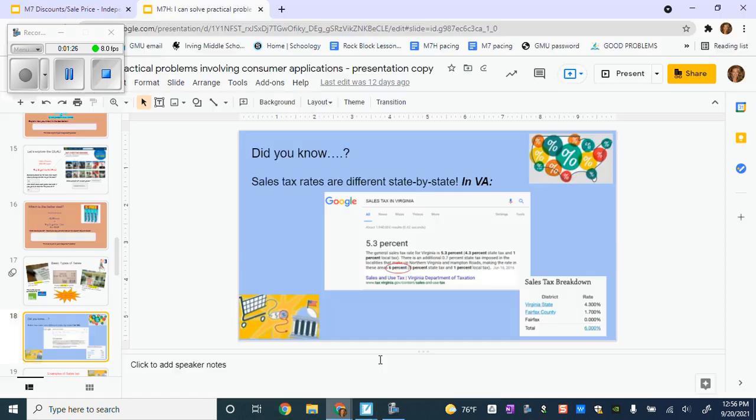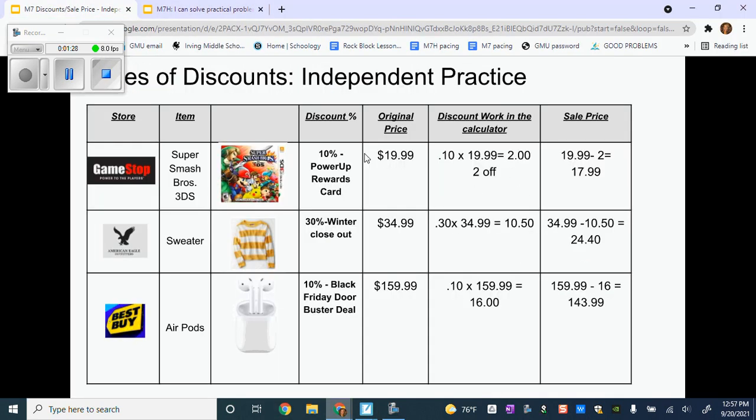Now I want to make sure that I cover the last Google Slides that you guys completed. So these were the discount amounts. This is again from our previous class. And if it's 10%, you do times 0.10. If it was 30%, we times 0.30. And again, 10% times 0.10. You also could just move the decimal once for 10%. So if I move the decimal once, that's where I get the $16 off. Same thing here. If I move this once, it's 1.999, which rounds to $2 off.